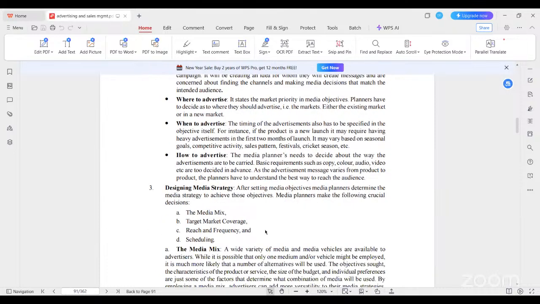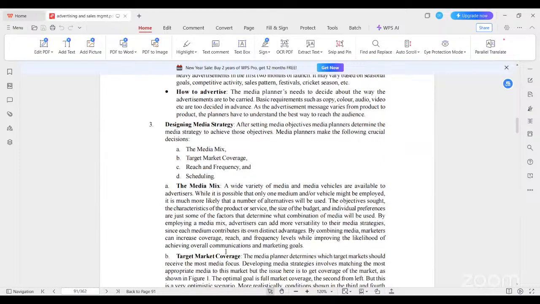And then the third one is designing the media strategy. After setting the main objectives, media planners determine the media strategy to achieve those objectives. So media planners make very crucial decisions where they have to understand the media mix, target market coverage, reach and frequency, and scheduling. Here a wide variety of media and media vehicles are available to advertise their products, and they decide through which media they are going to advertise.